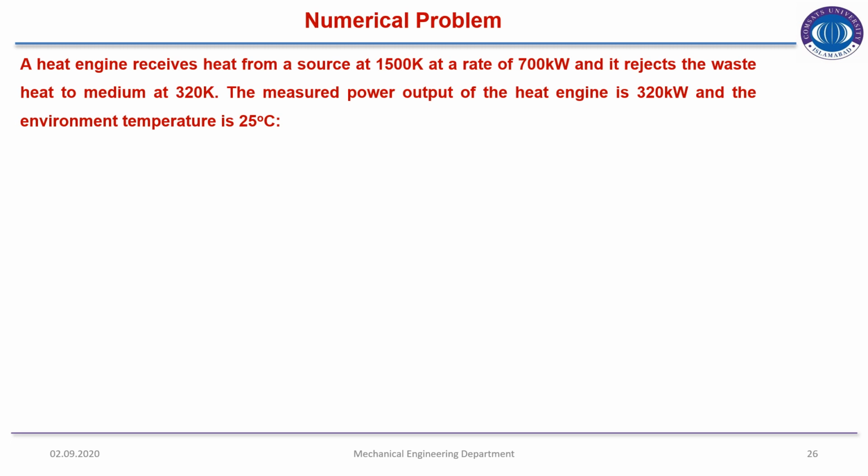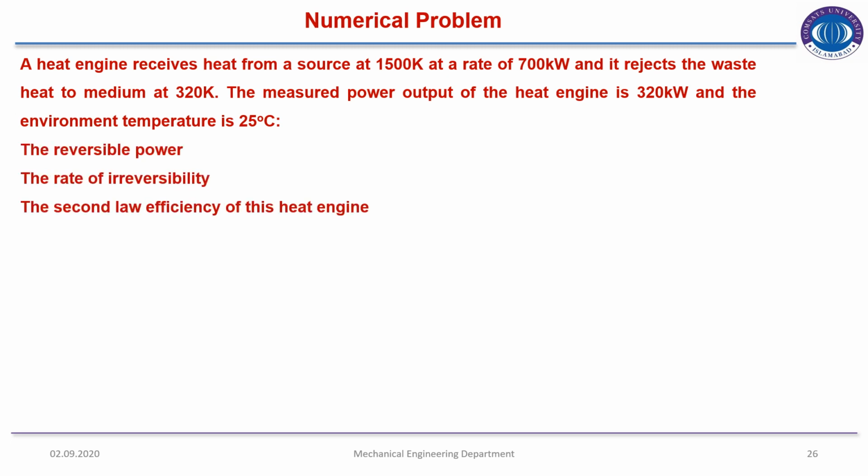Numerical problem. A heat engine receives heat from a source at 1500 Kelvin at a rate of 700 kilowatt, and it rejects the waste heat to the medium of 320 Kelvin temperature. The measured power output of the heat engine is 320 kilowatt and the environment temperature is 25 degrees centigrade. Now you have to calculate the reversible power, the rate of irreversibility, and second law efficiency of heat engine.